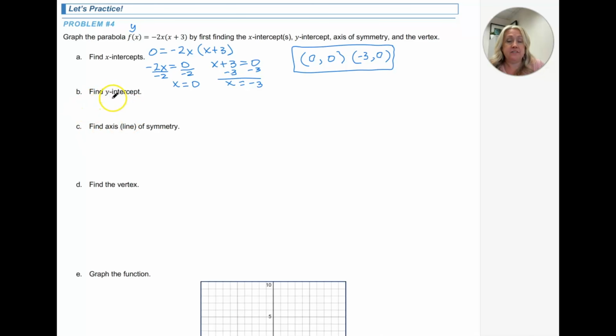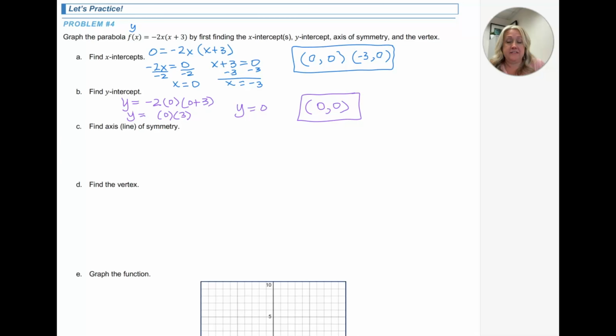For the y-intercept, we're going to let x be 0 and solve for y. So y equals negative 2, in place of x I'm going to put 0, and then times 0 plus 3. Let's simplify this. Negative 2 times 0 is just 0. And 0 plus 3 is 3. So 0 times 3 is just 0. So again, we have a y-intercept that is (0, 0).